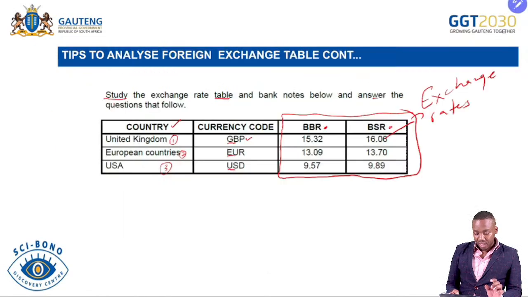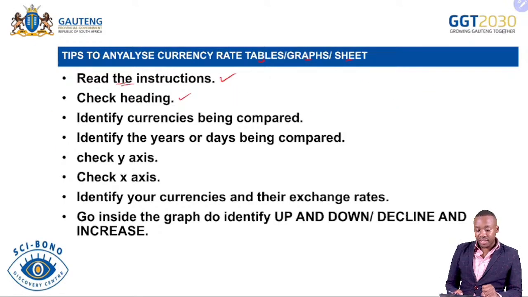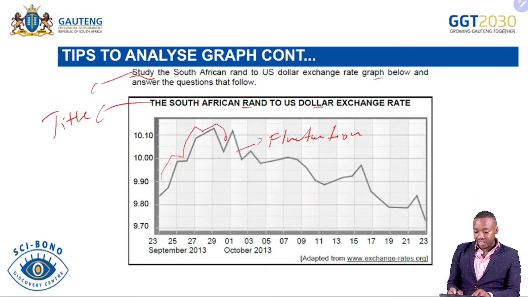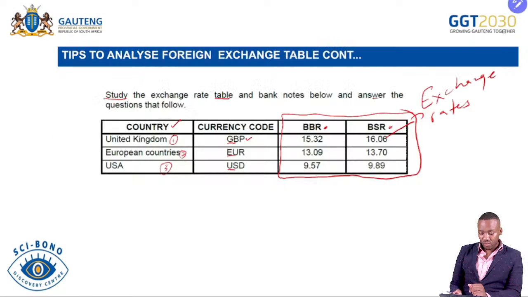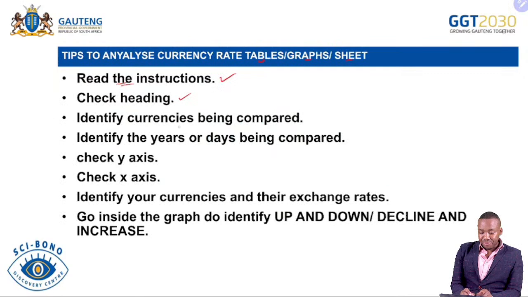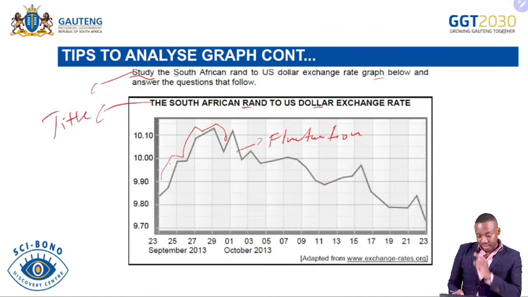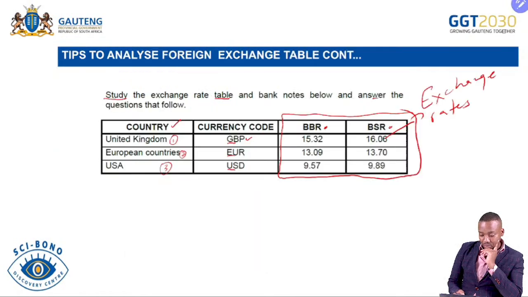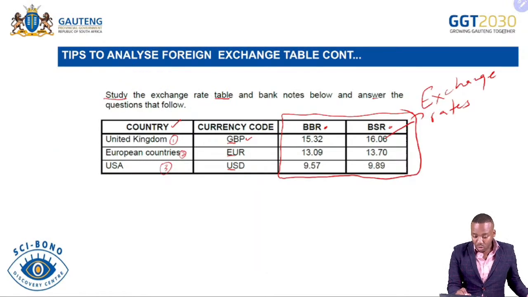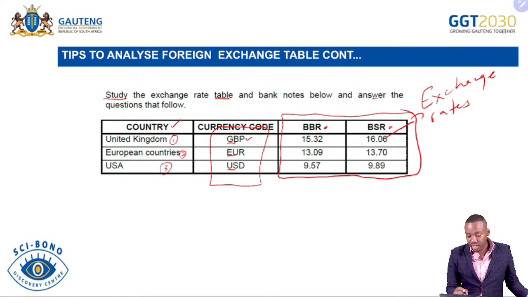Number 1, let's go to the tips. Read the instructions. We did that. Check the heading. I've identified the heading, the South African rand to US dollar exchange rate. Let's check tip number 4. Identify the currencies being compared. On that graph, we said we are comparing rand to US dollars. And then on this graph, what are they comparing? They are comparing the 3 foreign currencies: Great British Pound, the euros, and US dollar.